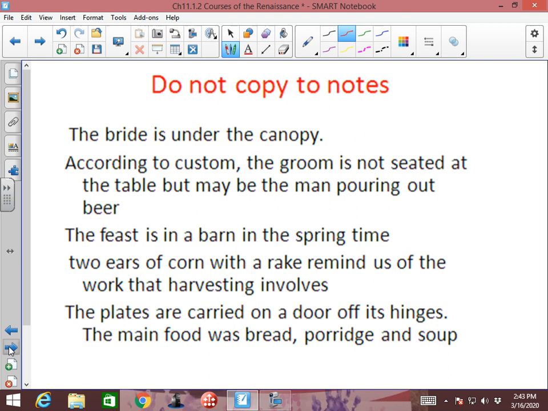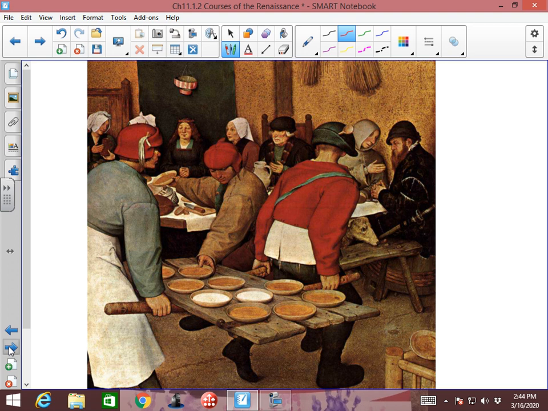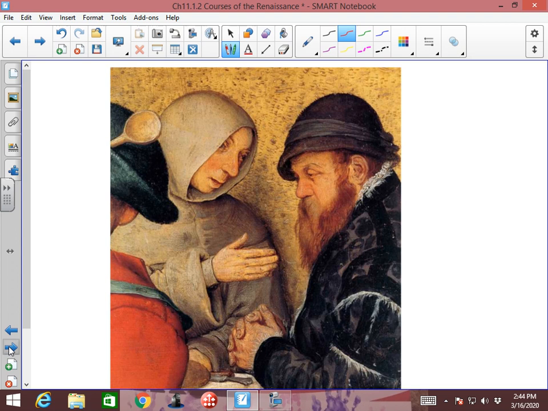There's the bride. That's a door. They've taken the door down and use it as a serving tray. So there's the priest and there's the rich man of the town. And that's it.